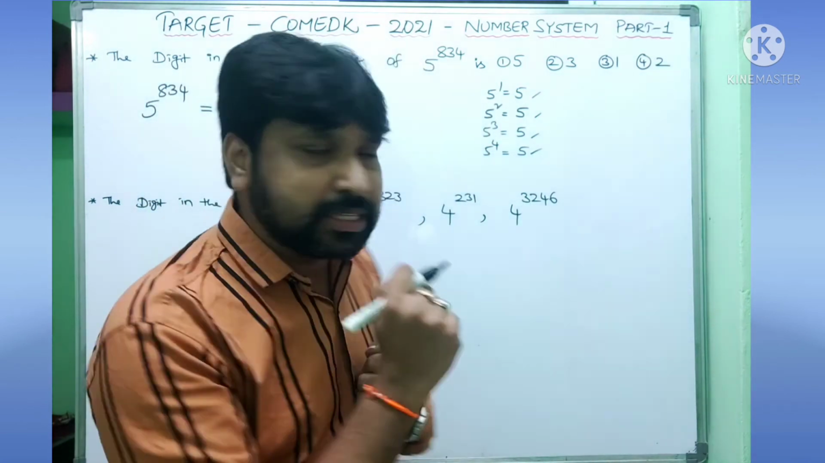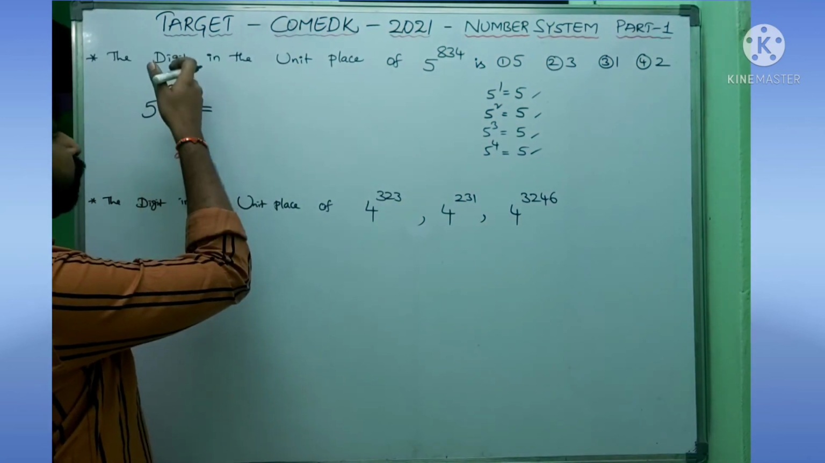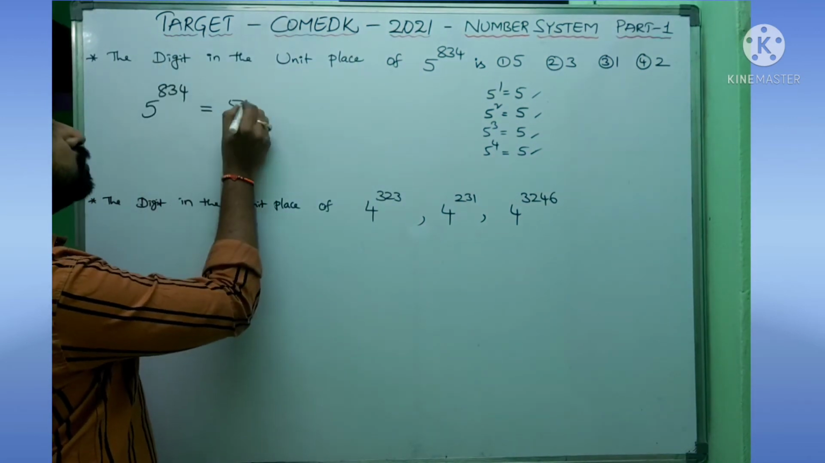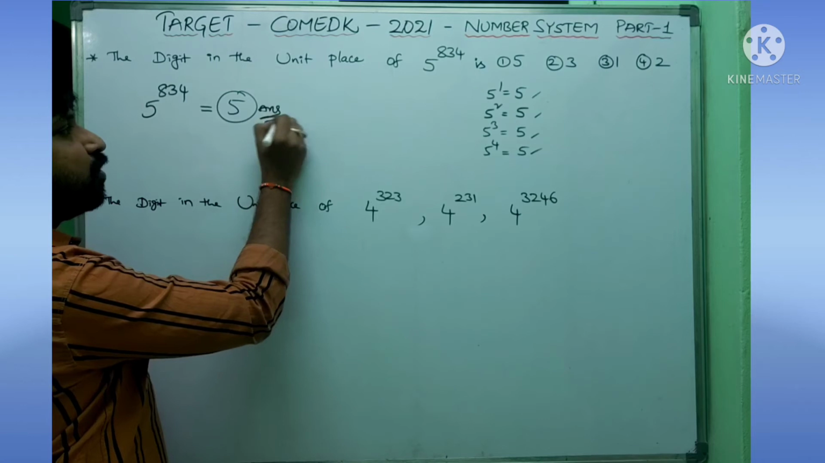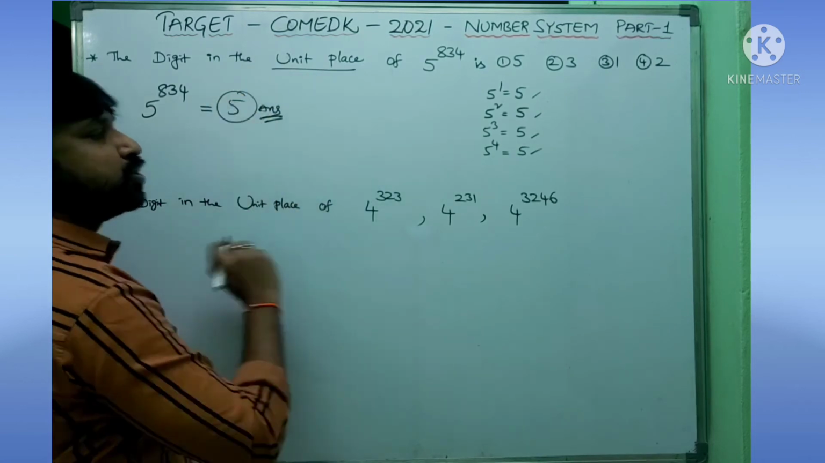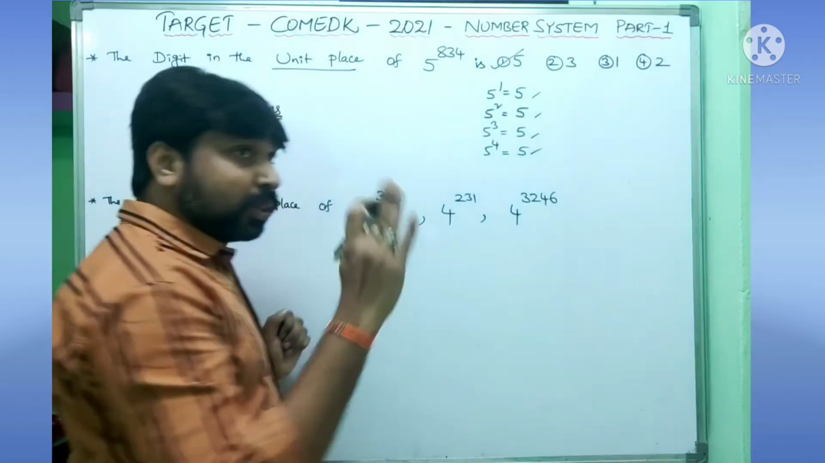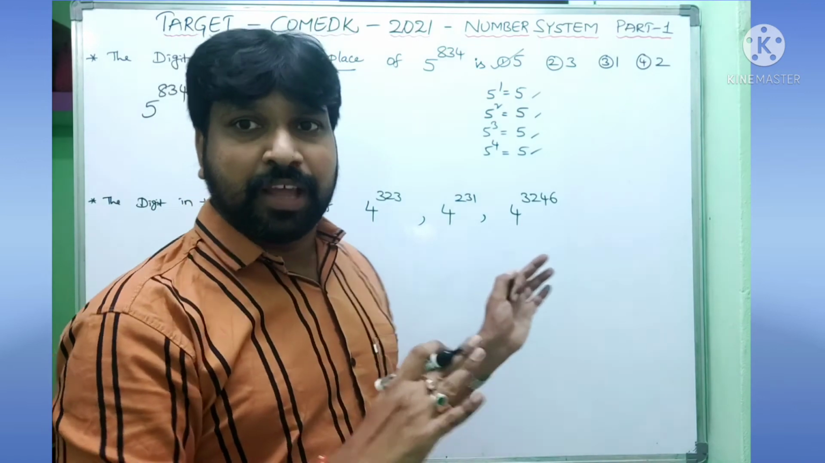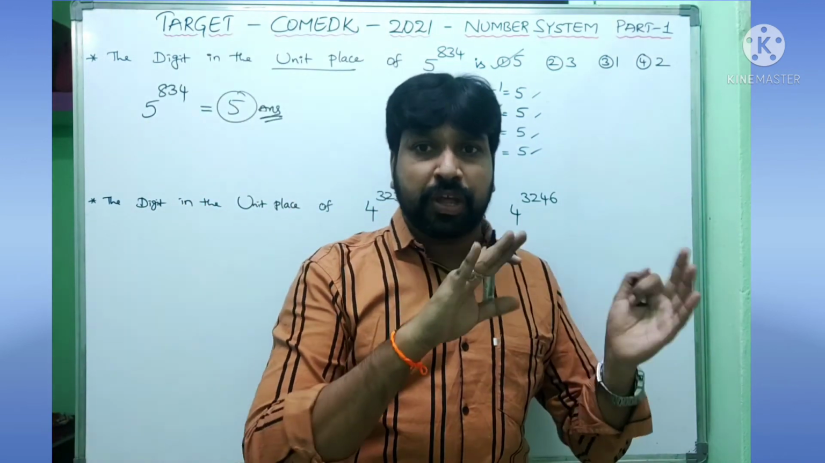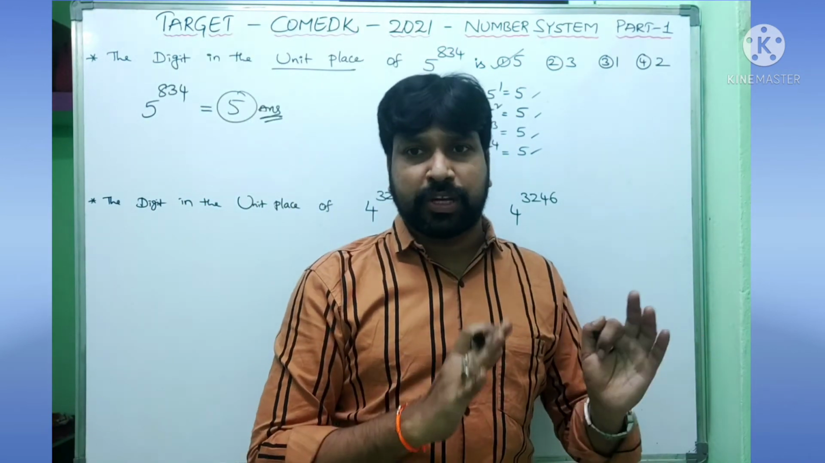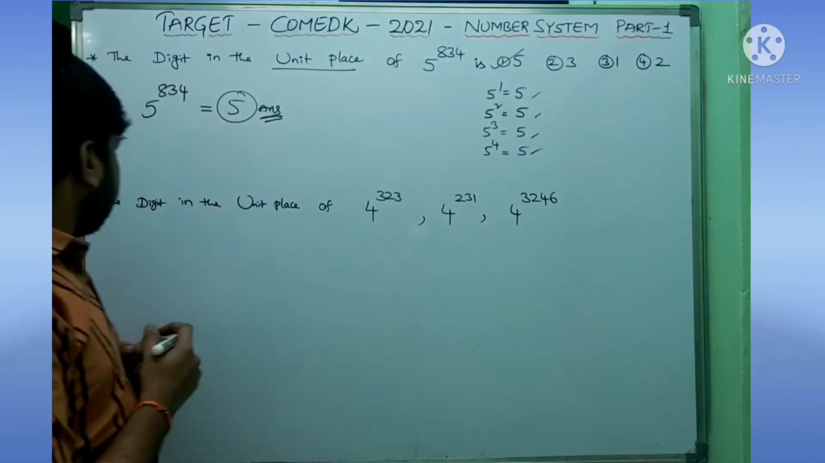That is very easy, friends. For 5 power 834, the units place is 5 only. So for this question the answer is 5. We are not going to treat all the questions this way, by the way. Depending on the situation we are going to follow the particular method, friends. Now let us move to the next question.